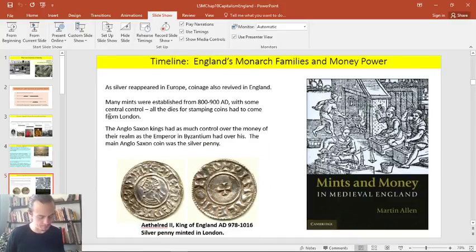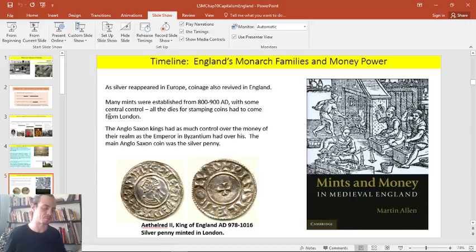As silver reappeared in Europe, coinage also revived in England. Many mints were established from 800 to 900 AD. Consistent with the sacred control of money, early Anglo-Saxon mints seem to have been run mainly under ecclesiastical dominion, wrote Craig, but there was some central control. All the dies for stamping coins had to come from London.